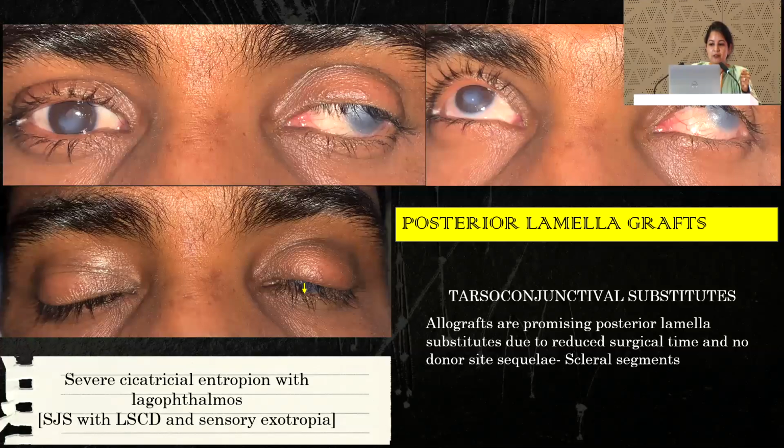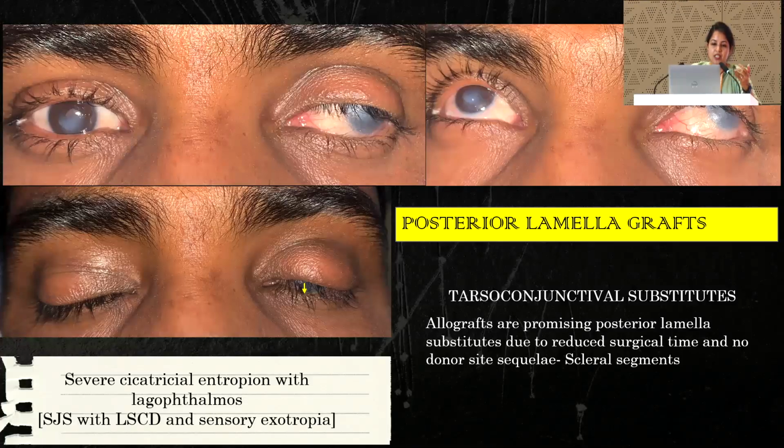Now coming to the posterior lamellar augmentation, an intact tarsus is essential to provide support to the lid and to prevent a contracture following reconstruction. So posterior lamellar shortening can be augmented by using tarsoconjunctival substitutes. Various autografts are available that should be preferred over the allograft. However, allograft can be promising posterior lamellar substitutes due to reduced surgical time and no donor site sequelae.